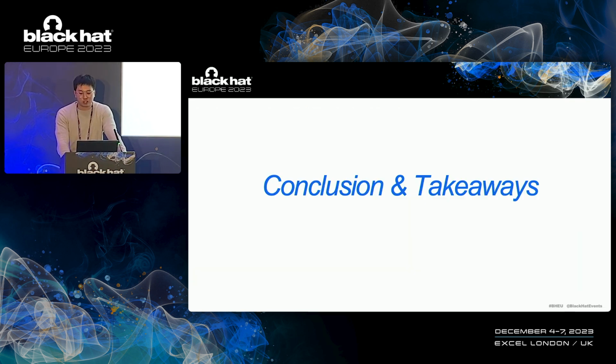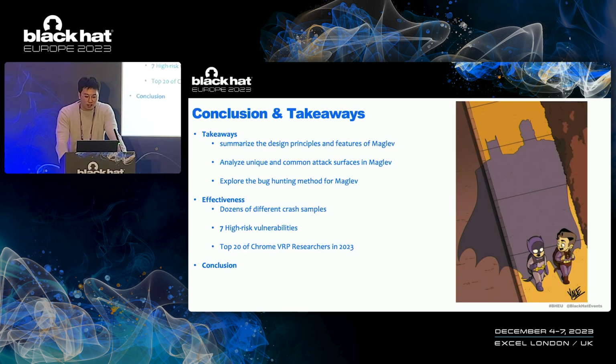Let's come to the last section, conclusions and takeaways. In this talk, we summarized the design principles and features in Maglev and analyzed common attack surfaces. Besides, we explored the bug hunting method for Maglev. During bug hunting, we found many security issues and finally submitted 7 high-risk bugs. We also used one of them to achieve renderer RCE in Chrome based on our prior knowledge from Turbofan research. I also got the top 20 of the Chrome VRP researchers reward this year, which is largely due to this research.